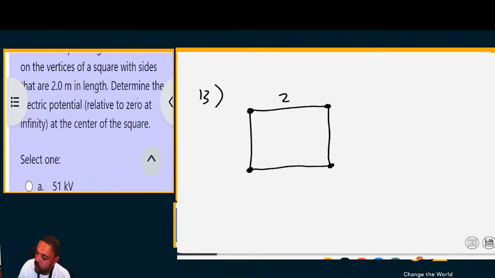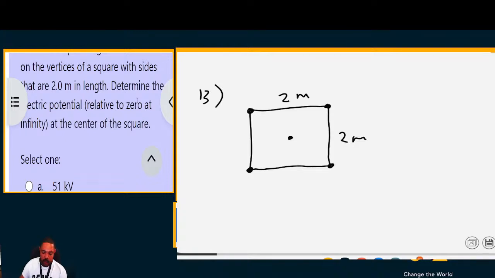And each length of the square is 2 meters. Now, if we were to work out, they ask us to determine the electric potential relative to zero, which is at infinity, at the center of the square. So we need to determine the electric potential at the center of the square.